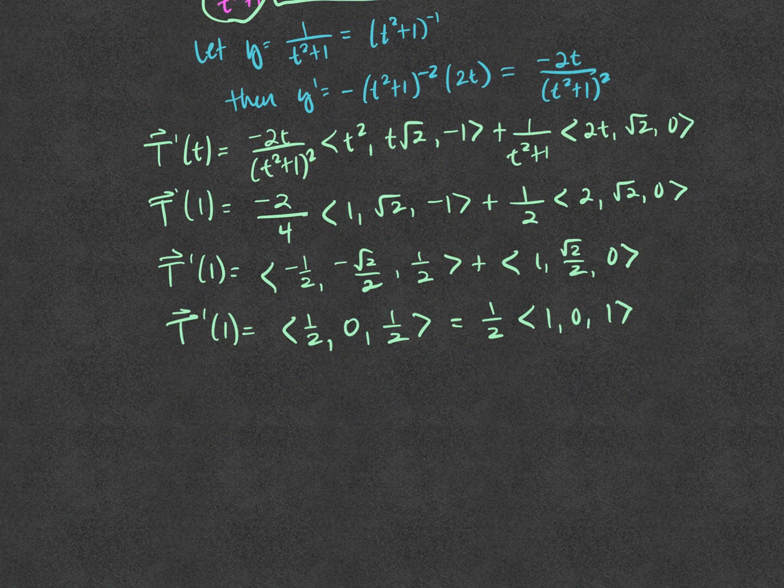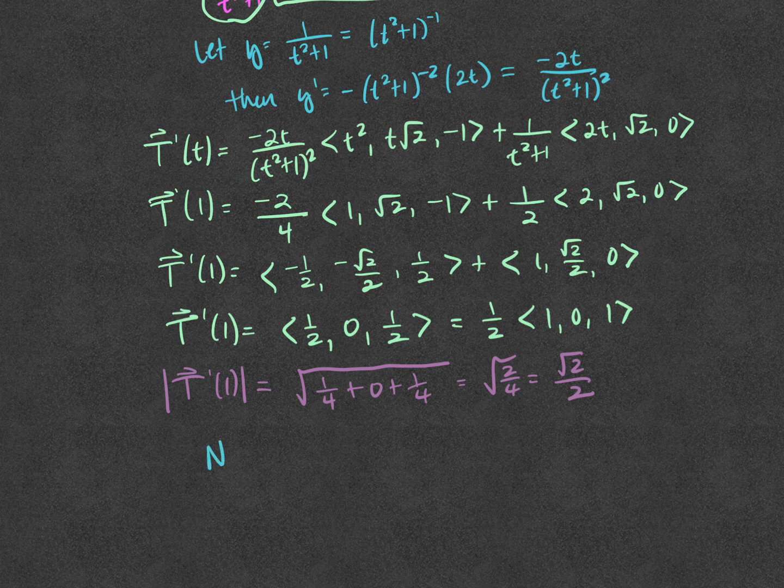Now we have to find the length of the derivative at 1. Let's change colors again. So the length of the derivative at 1 means I'm going to do the square root of, I'm going to use the fractions. So I have 1/2 squared is 1/4 plus 0 plus 1/4. This gives me the square root of 2/4, which is the square root of 2 over 2.